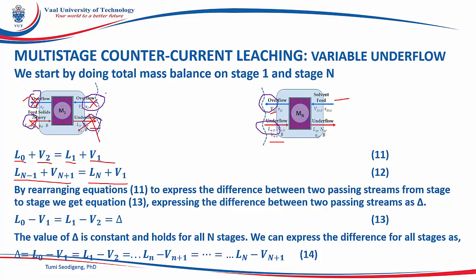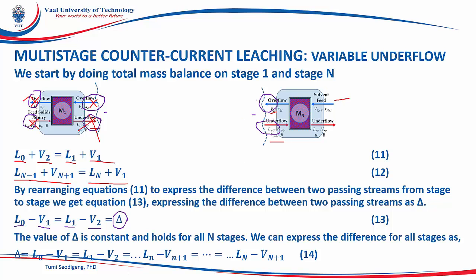So let's look at this. The difference here would be equal to the difference here. Okay, let's look at that again. When looking at stage 1, the difference between two passing streams will be the feed solution, which is L0, minus the overflow V1, which will be equal to underflow L1 minus the feed solvent stream, which is the overflow feed V2. The difference is equal to delta in all cases.